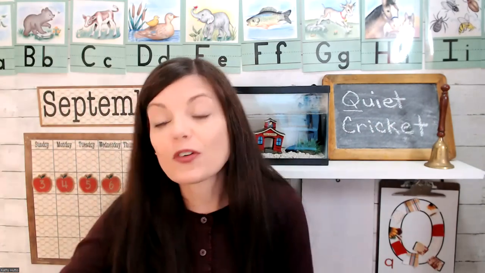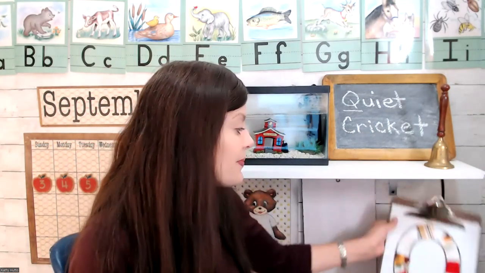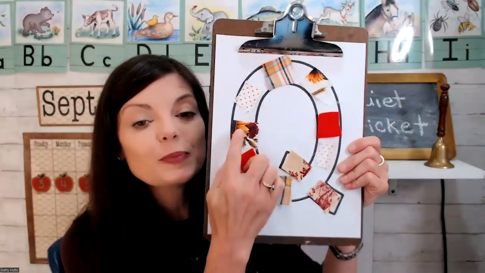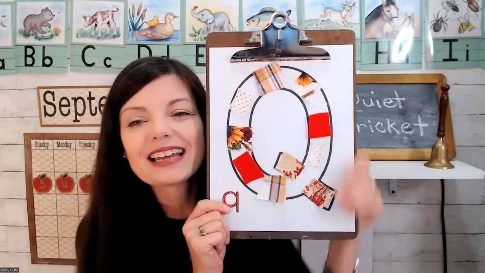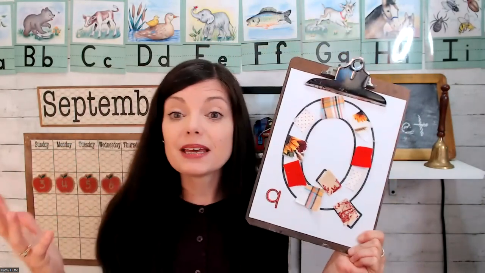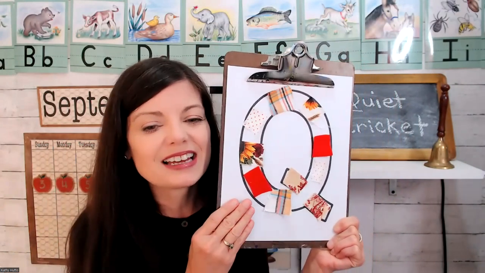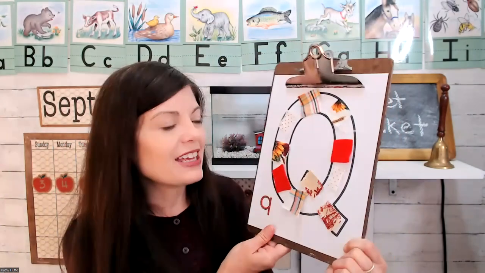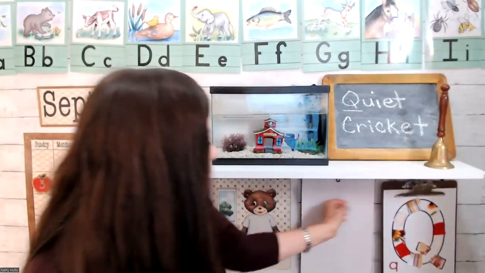Q is also for quilt, and that's how I decorated letter Q today. I just put little pieces of fabric on my letter Q so that it looked kind of like a quilt. A quilt is a big blanket made by sewing lots of little pieces of fabric all together. So this is an idea for decorating your letter today, Q for quilt. And now let me show you how to write letter Q.